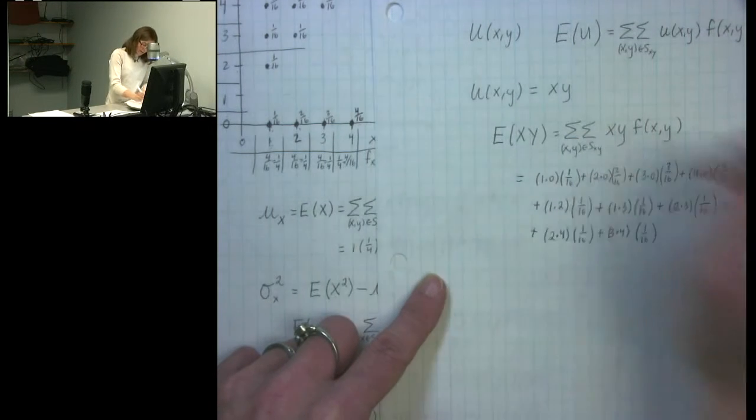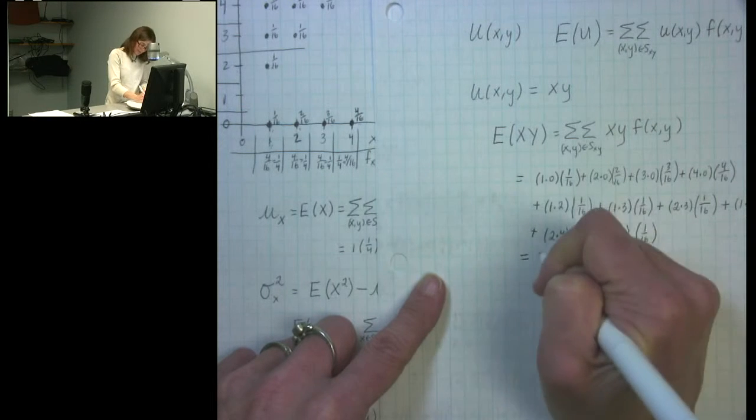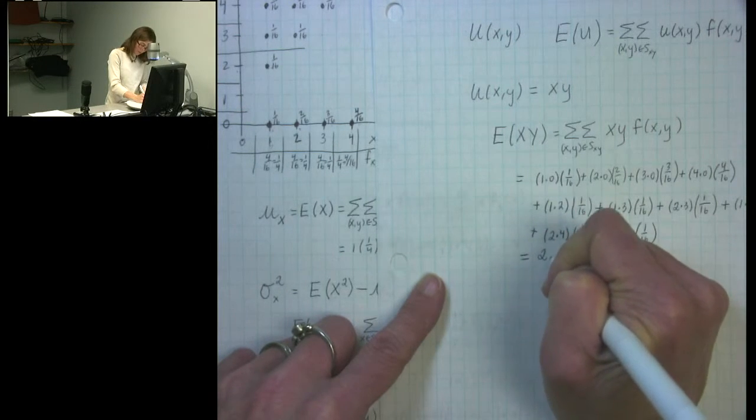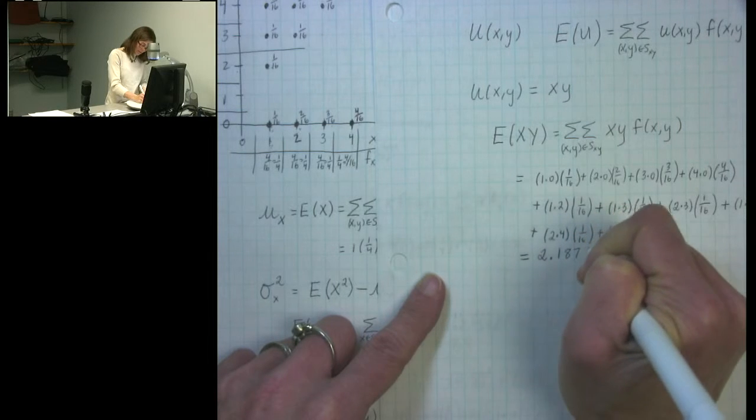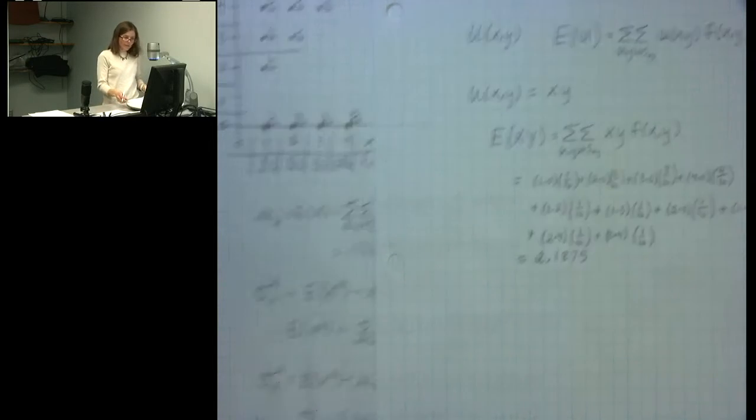And if I go through and do all of this multiplication and addition, I get an expected value of x times y equal to 2.1875. Now to find my covariance.